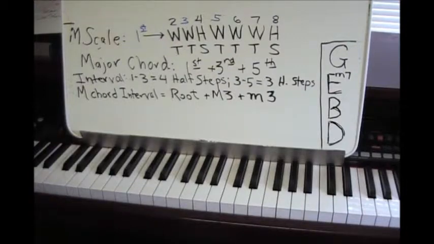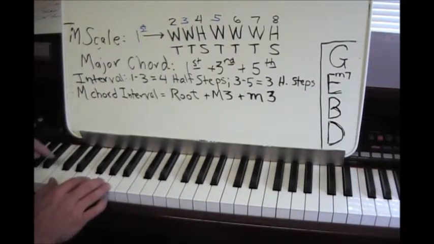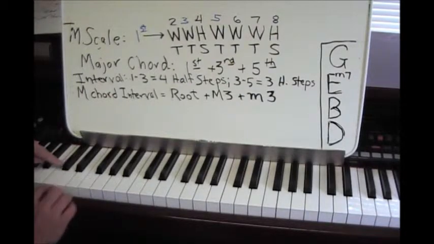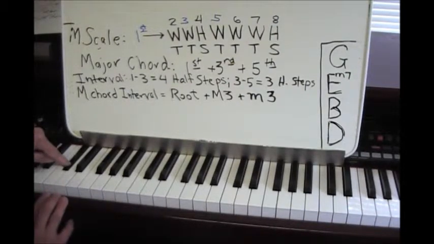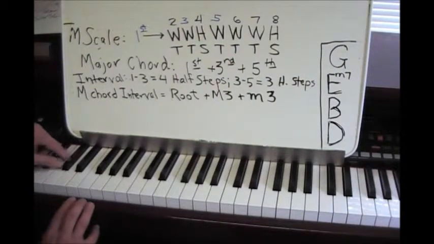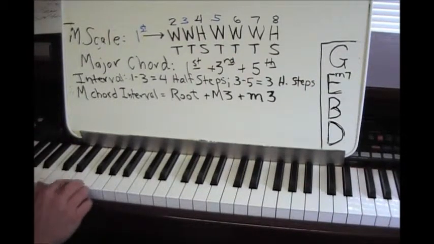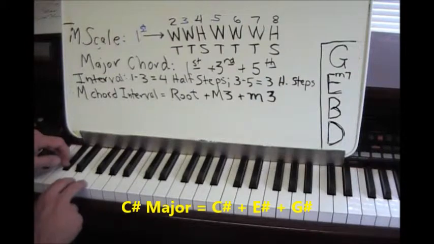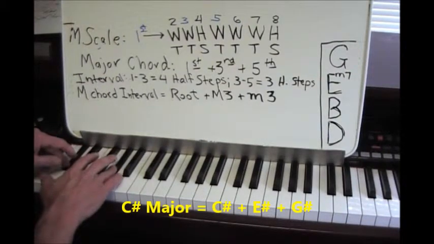For example, C natural, C major. If we wanted to figure out what C sharp major was, it will speed it up if we know what C major is. We notice that C sharp is a half step higher. So the other notes in the chord must also be a half step higher. So everything's going to be sharped or raised one half step. So instead of C, E, and G, it'll be C sharp, E sharp, and G sharp.